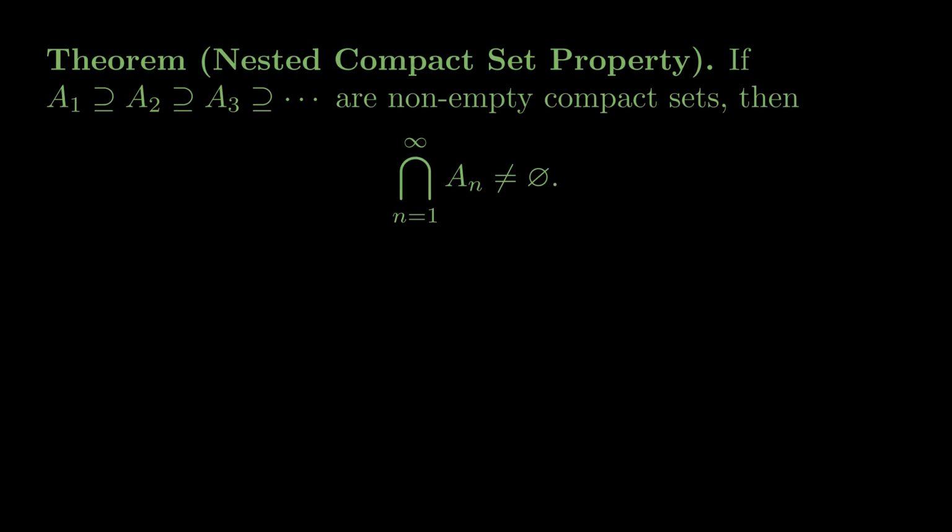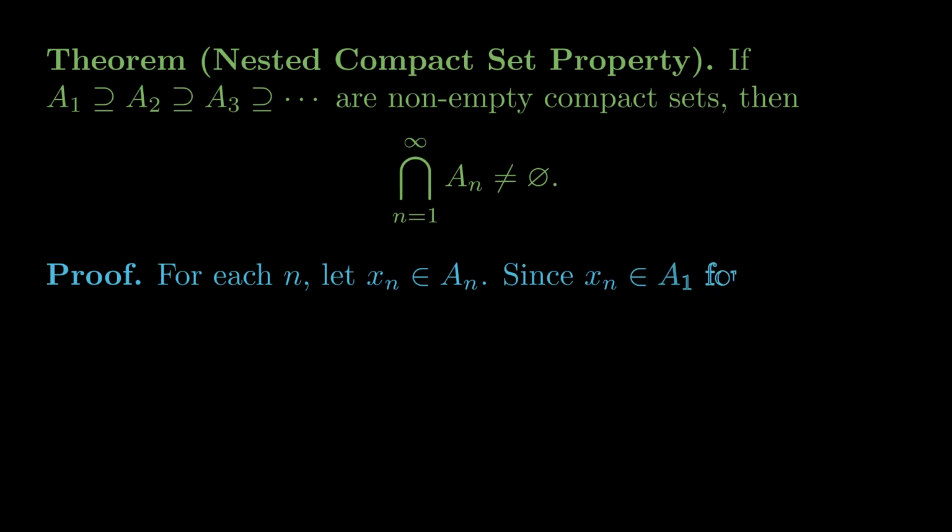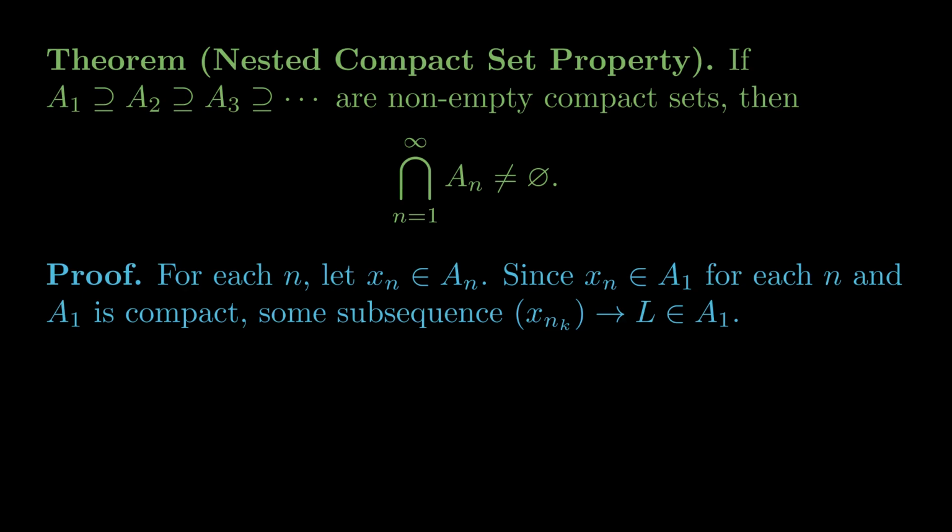In order to prove this statement, we'll need an element that is in this infinite intersection. So it should be the limit of some sort of sequence. For each index n, let x n be an element of A n. And then, because the sets are nested, this x n will also be contained in A n minus 1, A n minus 2, all of the prior sets. Specifically, x n is definitely contained in A1 for each n. So, by the definition of A1 being compact, the sequence of the x n has some subsequence, say x sub n k, that converges to a limit L that lives in A1.